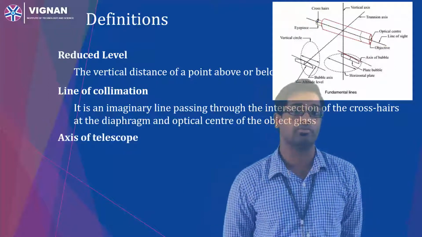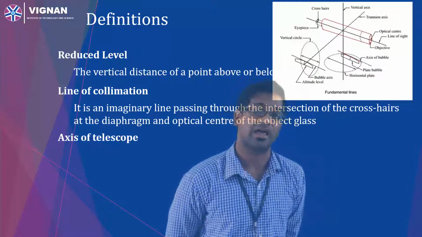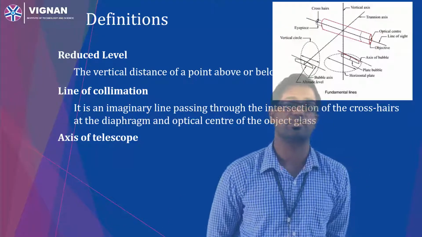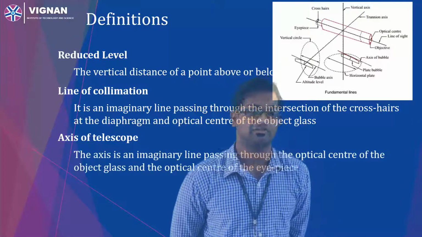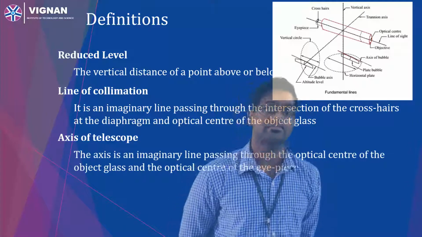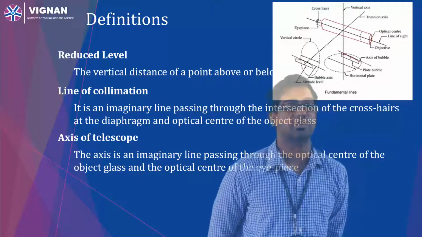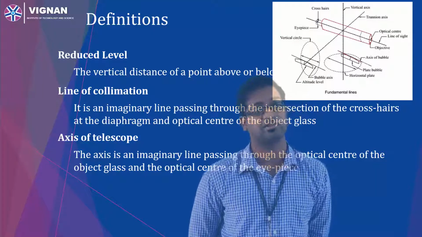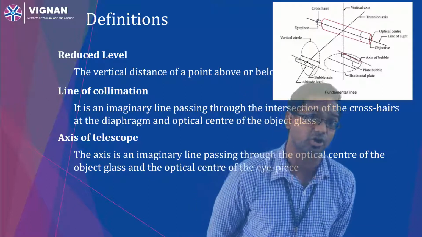Axis of telescope. Line of collimation is often confused with axis of telescope. When I ask the students, they say axis of telescope is similar to line of collimation. No, it is not. Then what is axis of telescope? The imaginary line passing through the optical center of the object glass and the optical center of the eyepiece is called the axis of telescope. Line of collimation is through the intersection of crosshairs.